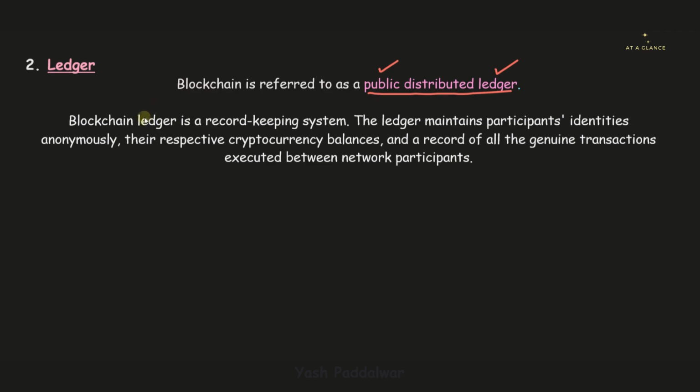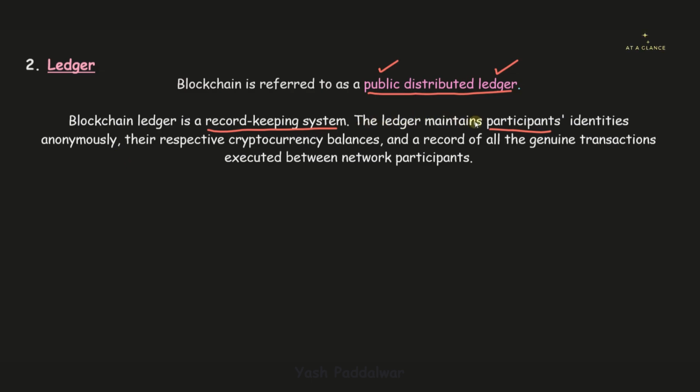Now, the technical definition of blockchain ledger is that it is nothing but a record keeping system. So basically, the ledger will contain records of all the transactions that have occurred. Now, the ledger maintains participants' identities anonymously. That means here everything is going to be public, but the identity of each and every participant, or rather, each and every node, will be anonymous to everyone.